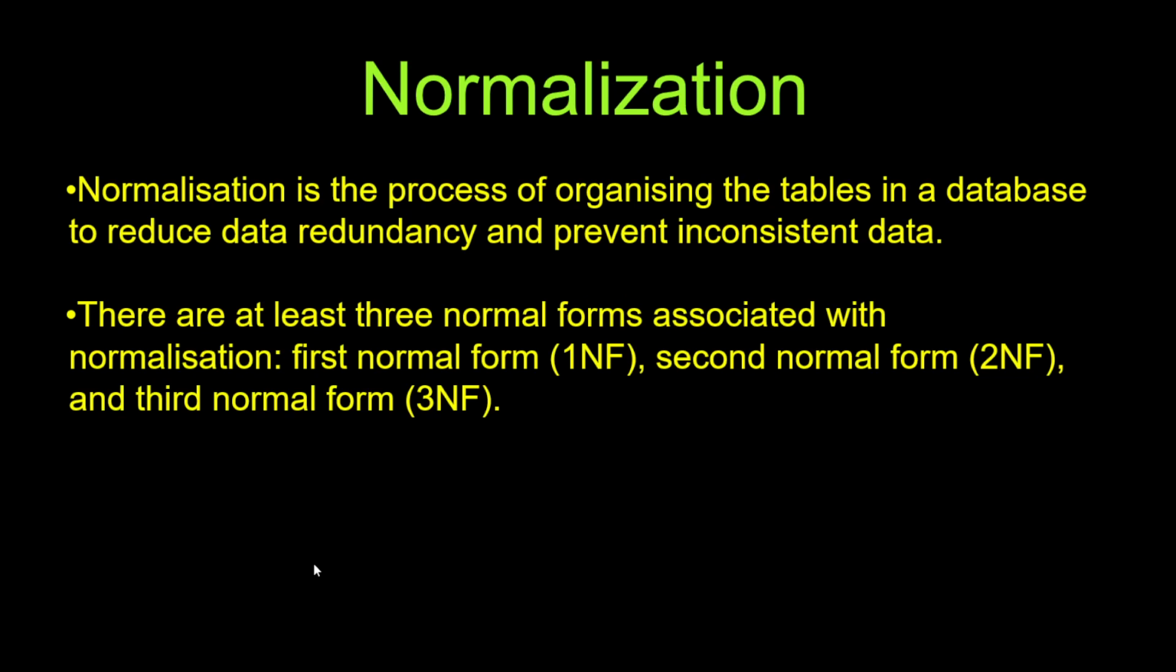Okay, so normalization is the process of organizing the tables in the database to reduce data redundancy and prevent inconsistent data. There are three normal forms we talk about: first normal form, second normal form, and third normal form. Later you will see that we want to reduce the redundant data, and also reduce the amount of transitive dependencies that exist within our tables. Right, so let's look at the first one.